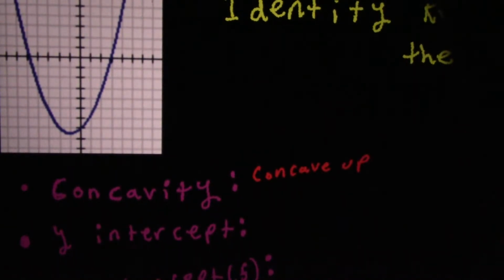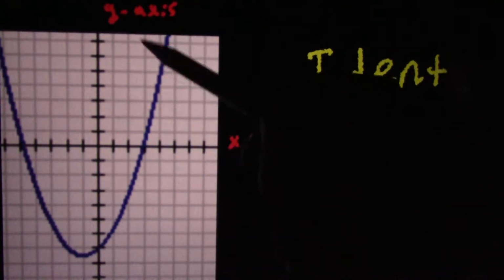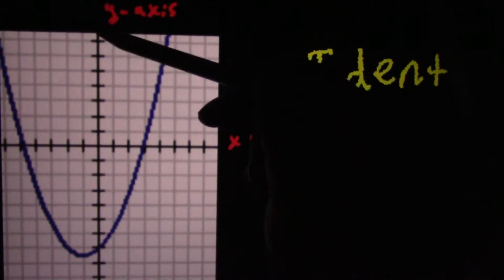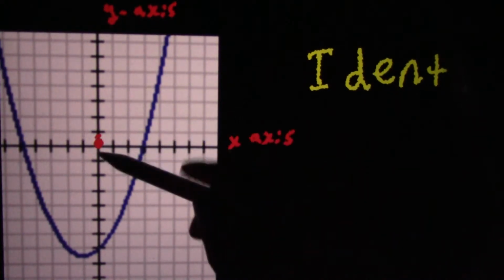Alright, let's move on to the y-intercept. Here, the horizontal line is called our x-axis. On the other hand, this vertical line is called our y-axis. Our y-intercept is basically our 0 term. So when x equals 0, what is the value of y?